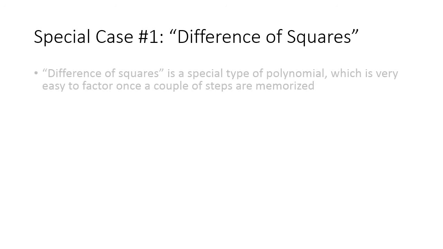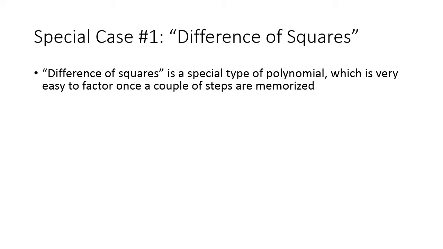So special case number 1, and this is the main special case that it is very useful to memorize. Your teachers will often ask this kind of question in your test, or they'll slip it into a more complicated question, and it's very useful to have to simplify many questions you're given. Bottom line, please do memorize it. It'll help you out. A difference of squares is a special type of polynomial which is very easy to factor once a couple of steps are memorized.